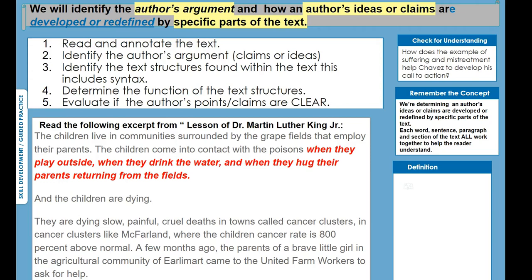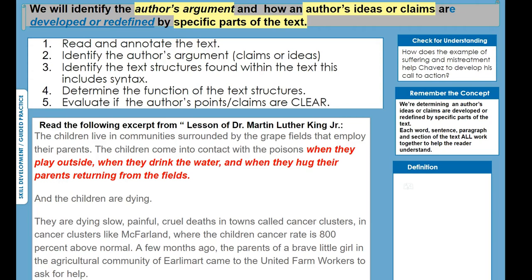It says the children come into contact with the poisons. Well, when do they come in contact with the poisons? When they play outside, when they drink the water, when they hug their parents. So what is it saying? This is saying that the children have no real way of escaping this, right? When you play outside, you run into poison. How does it make you feel? Think about, put yourself in their shoes. When you drink the water, you're running into poison. When you hug your mom, your dad, when they come from the fields, you're running into poison.